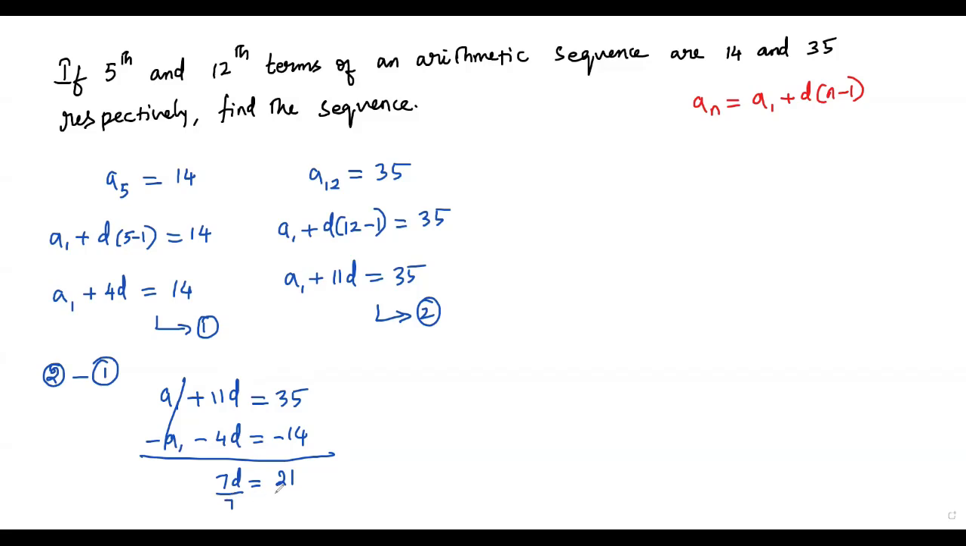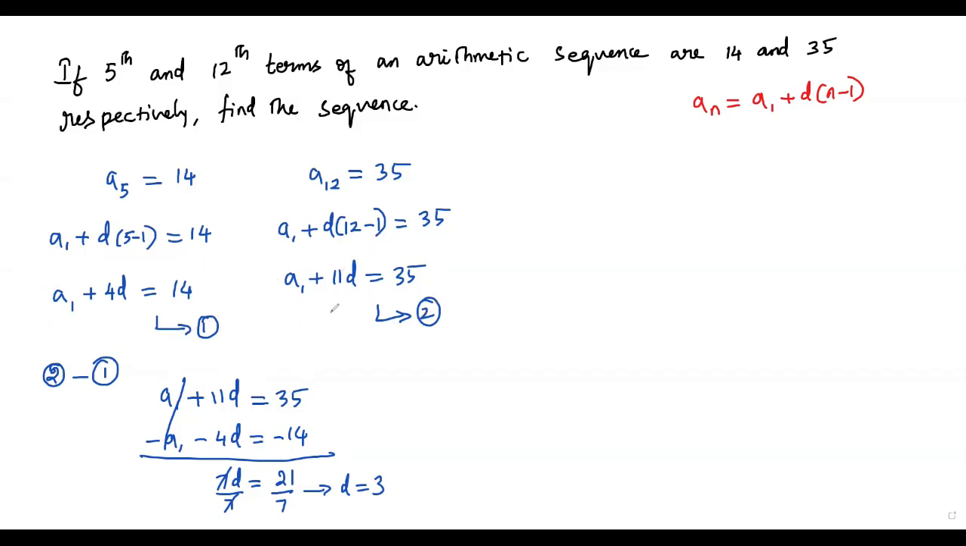To solve for D, I divide both sides by 7. The 7 cancels out and D is equal to 21 divided by 7, which is 3. Now I have the value of D. I can plug the value of D into one of the two equations to solve for A1.